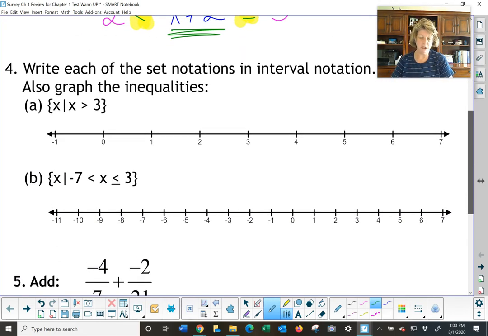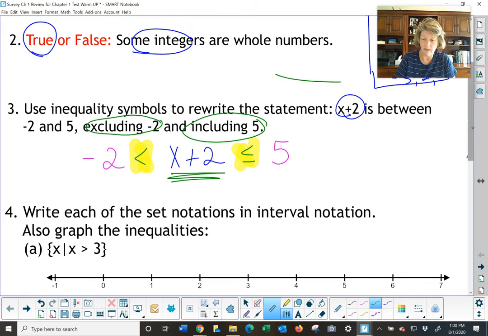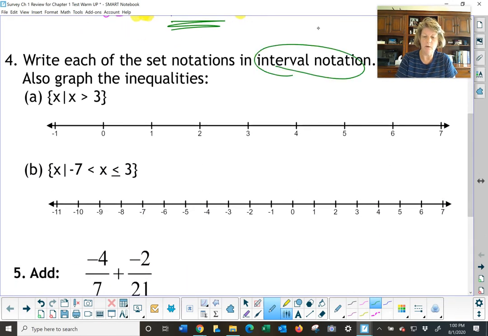Write each of the set notations in interval notation. Okay, I know what interval notation is. That's when I use parentheses, brackets, that sort of idea. And then graph the inequalities. So this says the set of x is such that x is greater than 3. As an interval, I don't want to include my endpoints, so I'm going to use an open parenthesis, 3, and it needs to get bigger because x is larger. Our numbers are bigger than 3, so it's going to look like that. Recall that you always use an open parenthesis when you're working with infinity symbols.